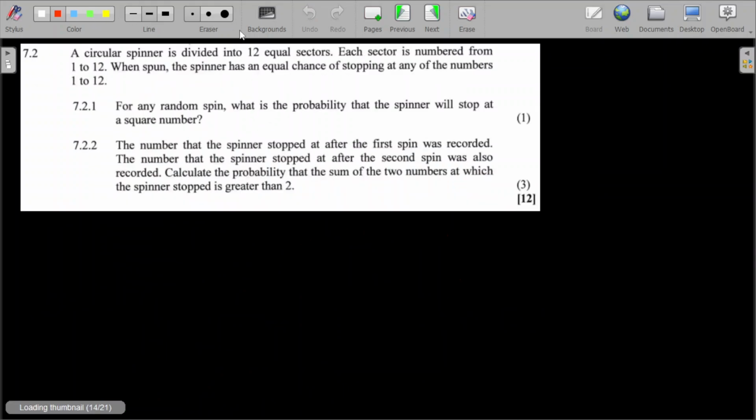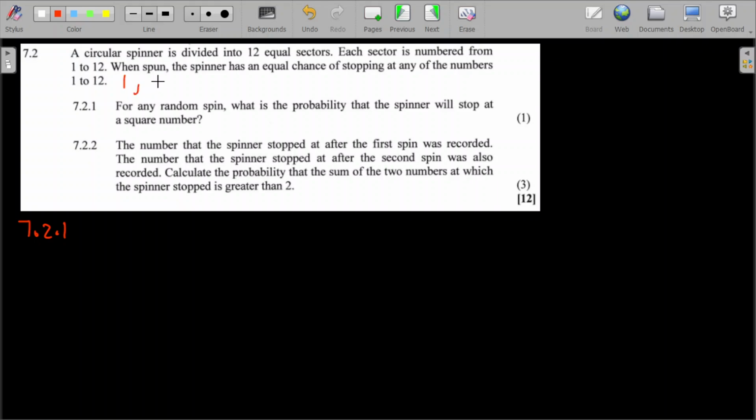Now, let's go into the second part of this question 7. Here they're saying that a circular spinner is divided into 12 equal sectors. Each sector is numbered from 1 to 12, okay? When spun, the spinner has an equal chance of stopping at any of the numbers from 1 to 12, okay? Now 7.2.1, for any random spin, what is the probability that the spinner will stop at a square number?